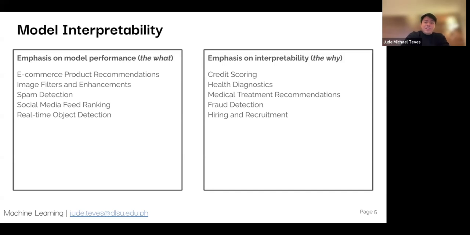Again, not all these cases need interpretability, but a lot of the cases that we have in industry would need interpretability.